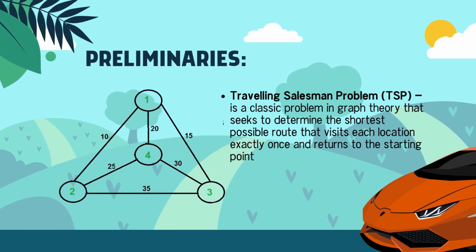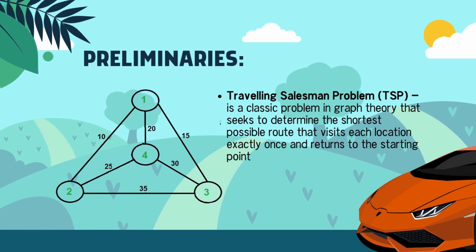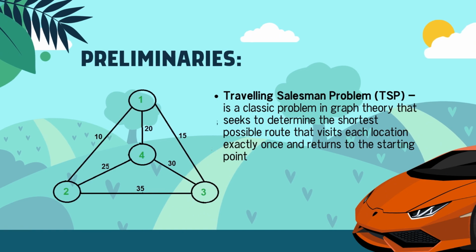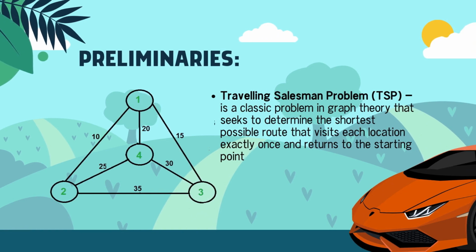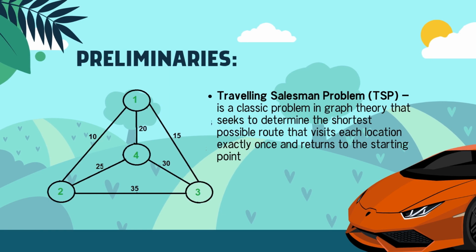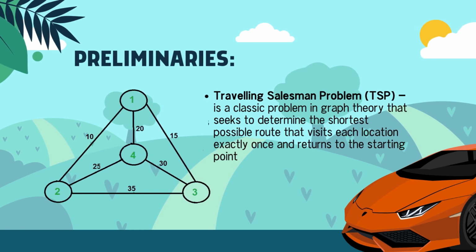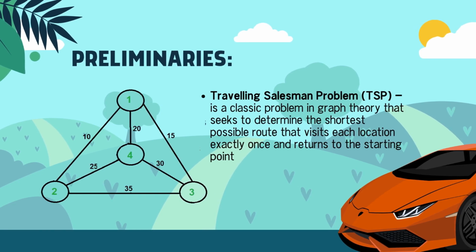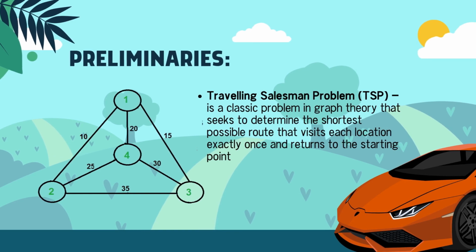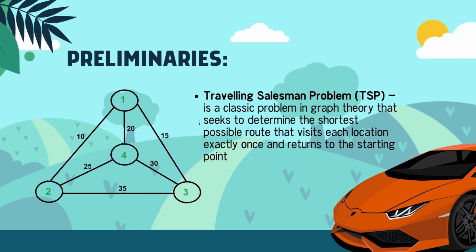A traveling salesman problem is a classic problem in graph theory that seeks to determine the shortest possible route that visits each location exactly once and returns to the starting point. This kind of problem can be solved using different algorithms, but for this one, we will solve it using a common approach known as the brute force algorithm.